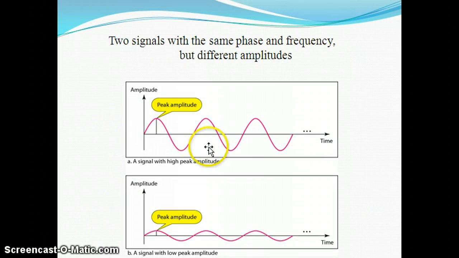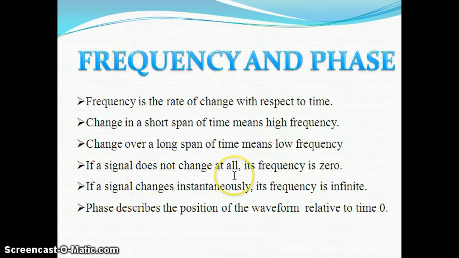Here we can see two different signals, one with high amplitude and another with low amplitude. The distance above the reference line which is maximum is called peak amplitude, and the distance which is minimum above the reference line is called low peak amplitude. Similarly, frequency is nothing but the number of cycles per second. Frequency can also be represented as the rate of change with respect to time.